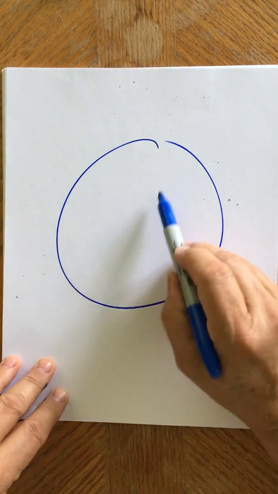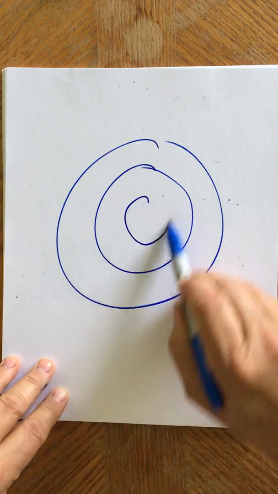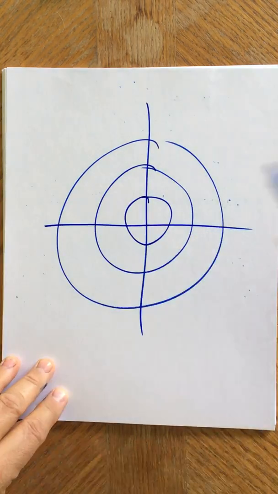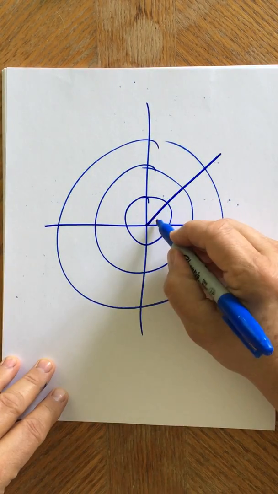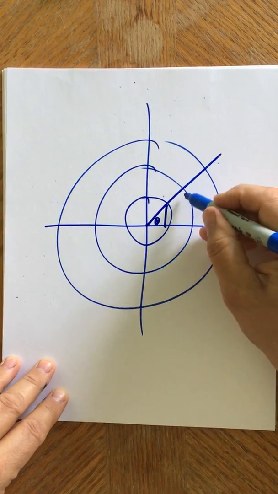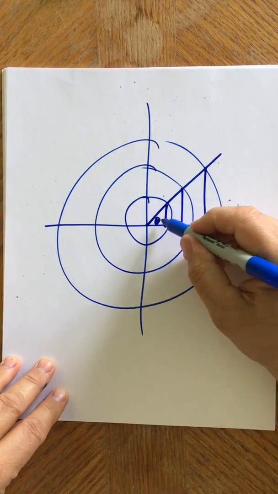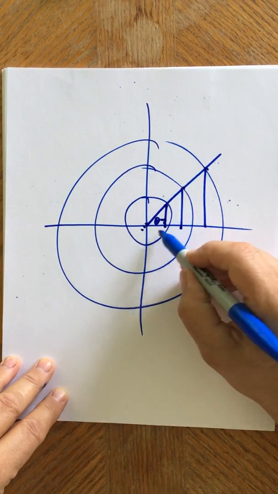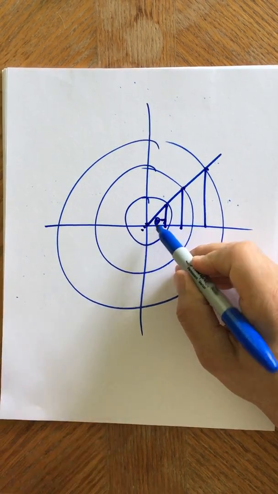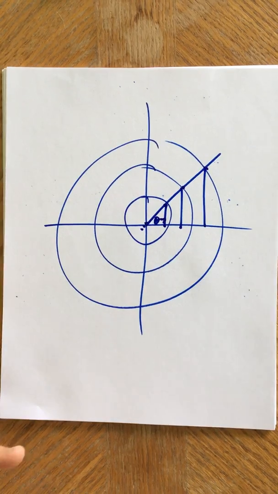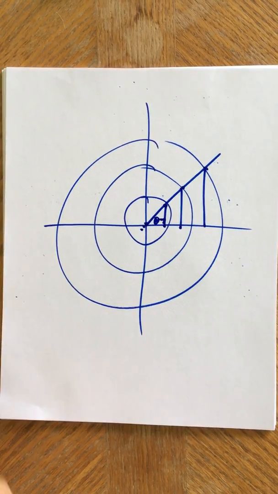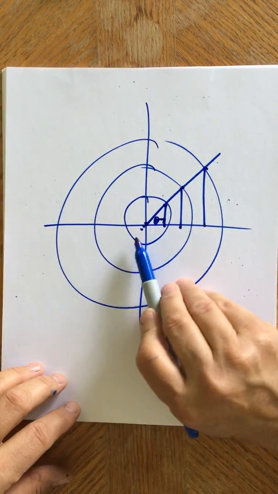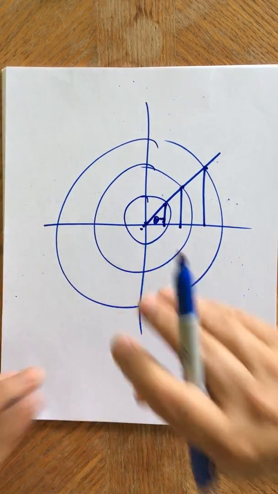If I have a bunch of concentric circles, for any particular angle theta, I can drop perpendiculars to the x-axis. And it doesn't matter whether it's this radius or that radius or that radius. They all have the same sine of that angle. So we can use the unit circle to represent all trig functions of that angle.